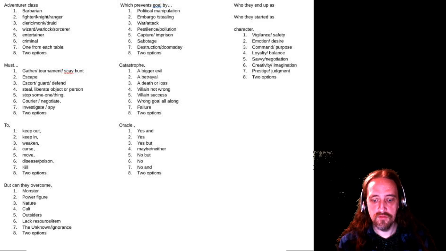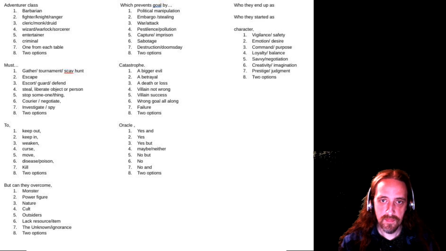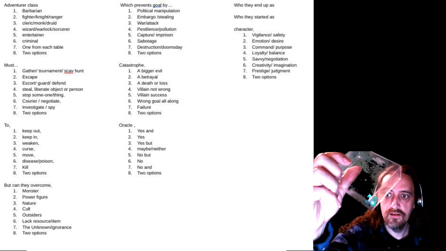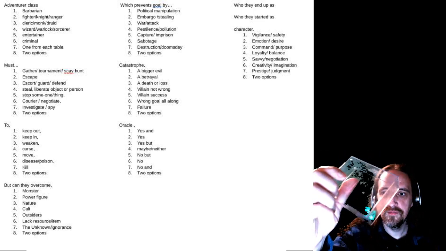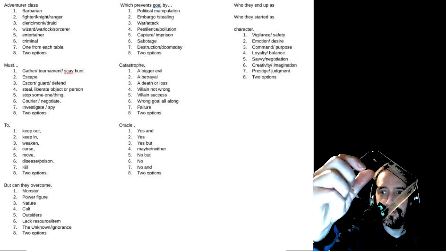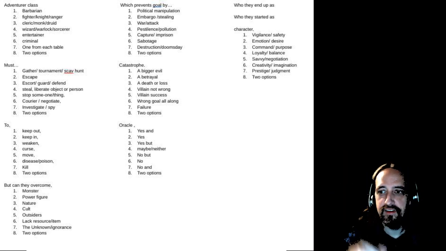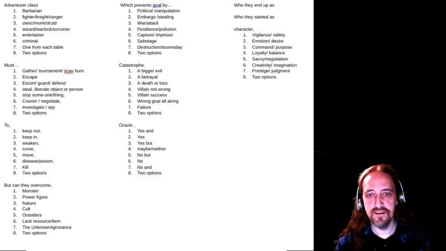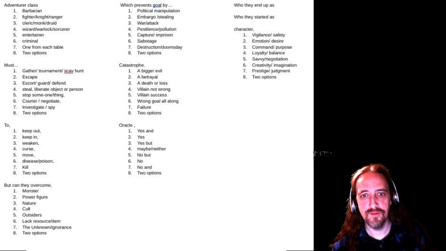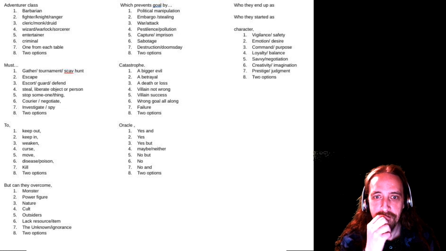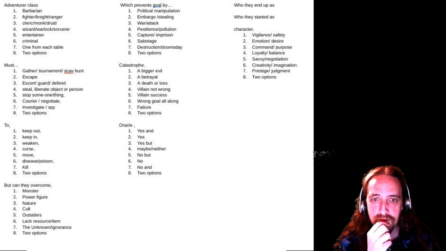It's your opponent of some kind. So that's weaken. I'm spotty on showing you guys what I'm rolling, but hopefully I'm just trying to keep it honest, make sure everybody knows that we're randomly generating this stuff. So, to weaken the opponent, but can they overcome?